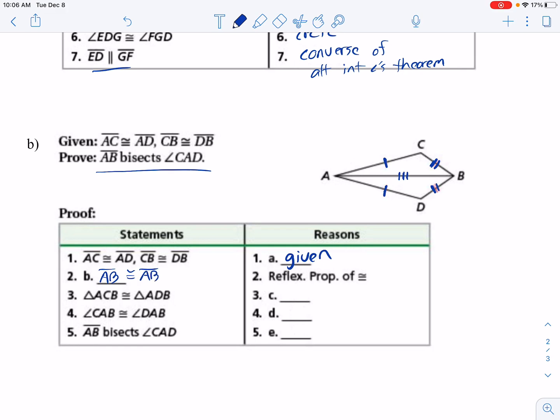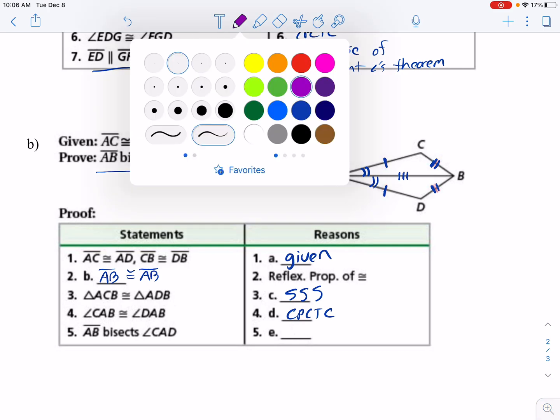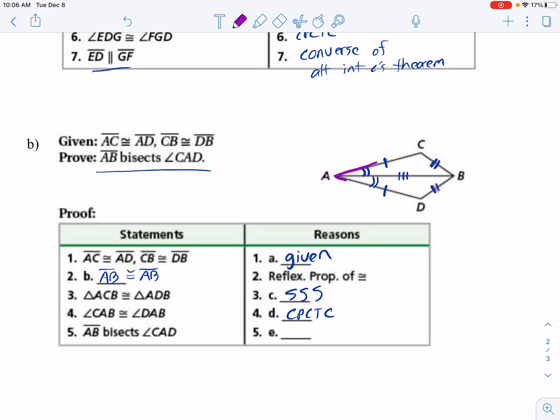Now we can state that two triangles are congruent because we have three congruent corresponding sides. So then their corresponding parts are congruent, which includes CAB being congruent to DAB. Corresponding parts of congruent triangles are congruent. And now, because these two angles are congruent, AB then is an angle bisector because it's splitting an angle in half. So that's our definition of an angle bisector.